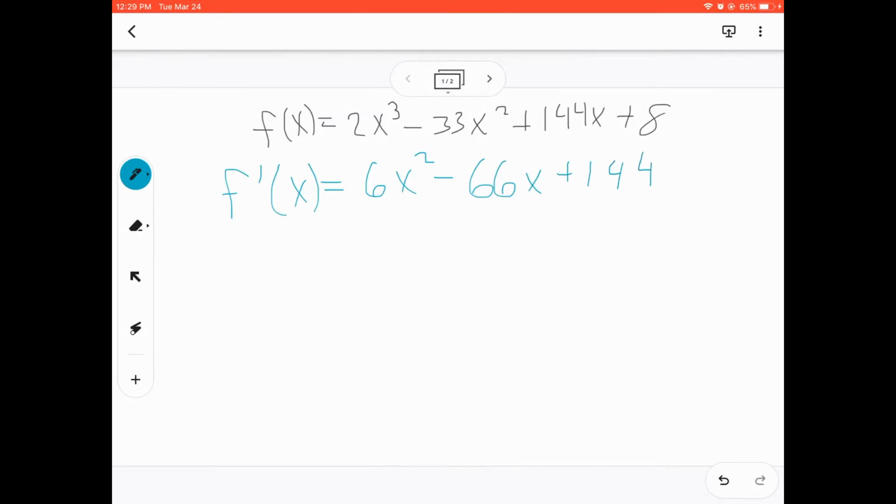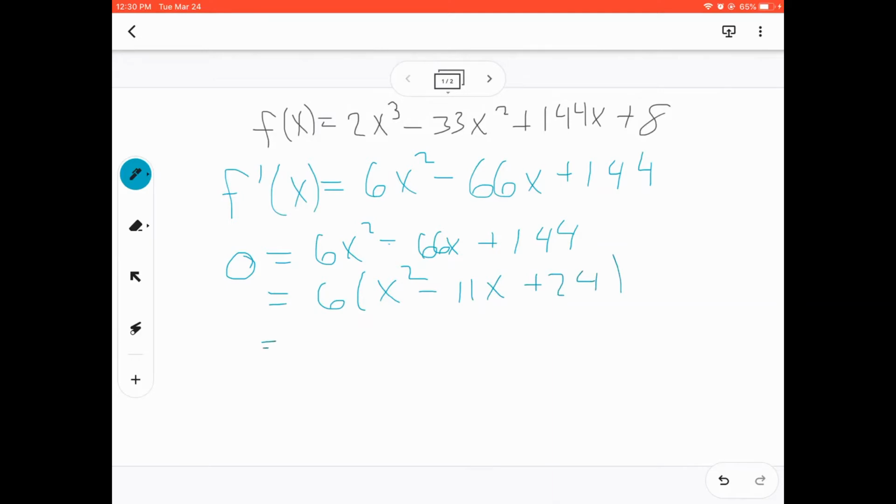Alright, so mind you that local extrema occurs when our derivative is equal to 0. So we'll set this equal to 0, and then we'll find all solutions. Now this is a quadratic, so we can just factor. We can factor out a 6, so 6 times x squared. That should be a minus. So x squared minus 11x plus 24.